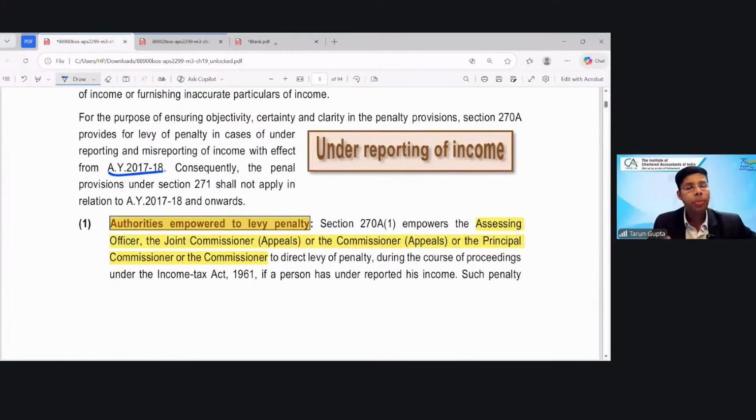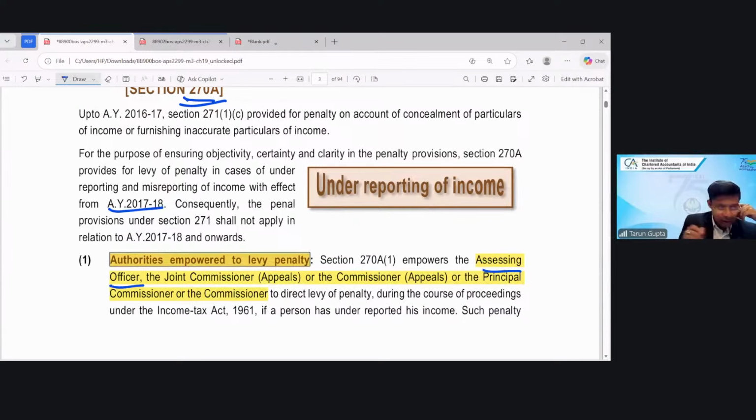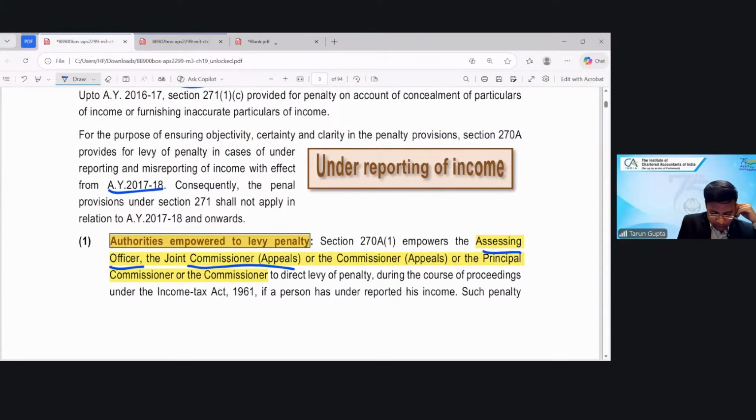Good. So who levies the penalty under section 270A for underreporting? Penalty can be levied by the AO or the JCIT appeal or CIT appeal or the Commissioner or Principal Commissioner. How, sir? See, the basic law is that the one who makes an addition to your income also proposes the penalty. So if the assessment order is passed by the AO, generally the AO levies the penalty. But JCIT appeal and CIT appeal also have the power to enhance. So if they make some addition in addition to the addition already made by the AO in the assessment order, they enhance the income of the assessee.